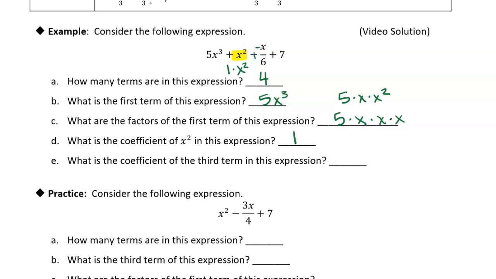And the last question here is, what is the coefficient of the third term of this expression? All right, so let's identify the third term of this expression. So let me just circle it, I guess. Here's the third term of the expression, right? We got plus a negative x over 6. And what is the coefficient of that? Now I can write negative x over 6 as negative 1/6 times x. So the coefficient of this third term is negative 1/6.